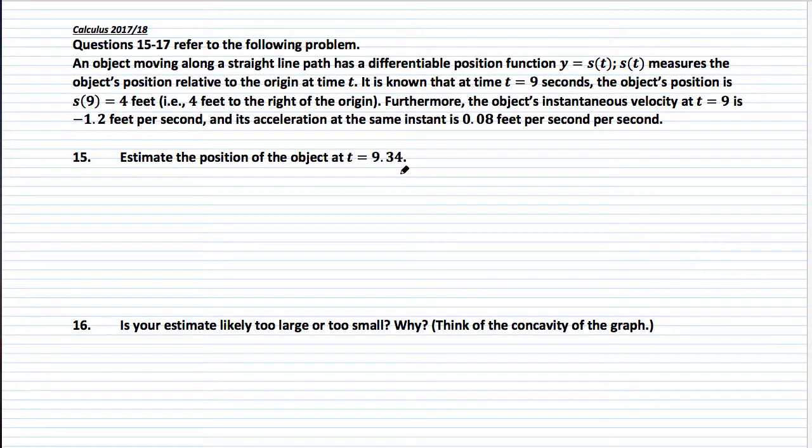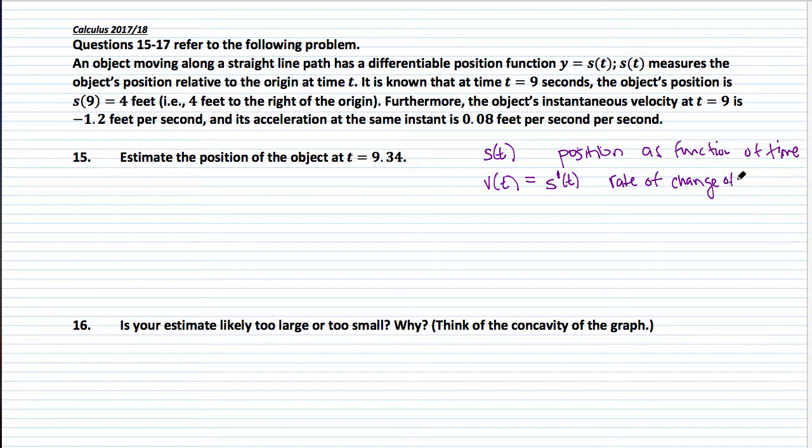For numbers 15 through 17, we are now using physics. So let's go ahead and do a quick run through of what is going on. So s of t is position as a function of time. Then velocity, so this would be v of t, is actually equal to the first derivative, so s prime of t. And this is the rate of change of velocity, or just the first derivative of position with respect to time. So this is rate of change of position.